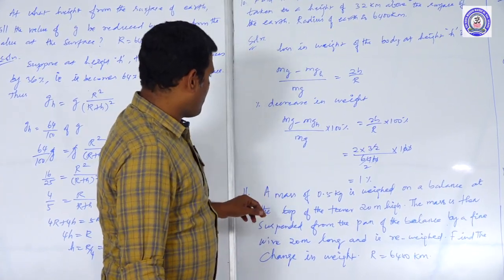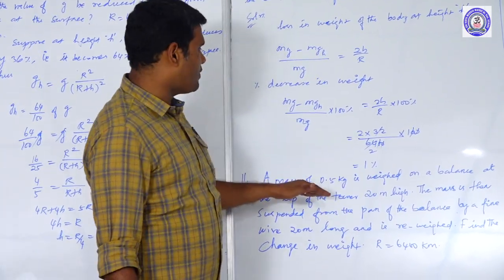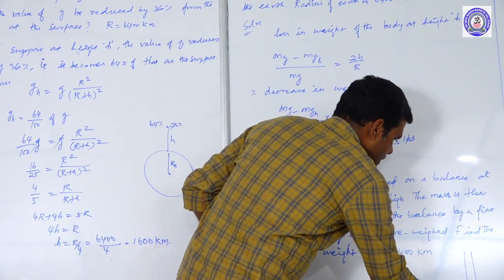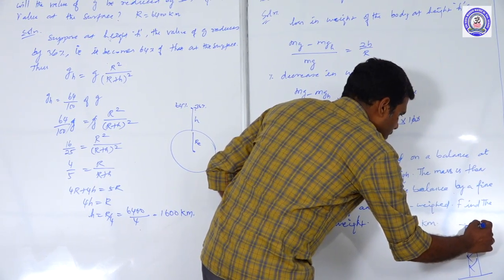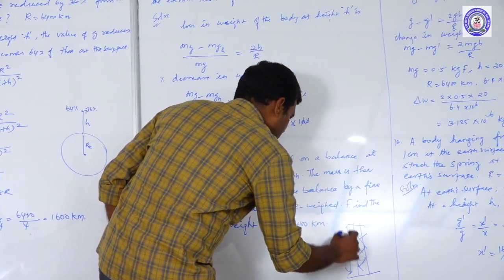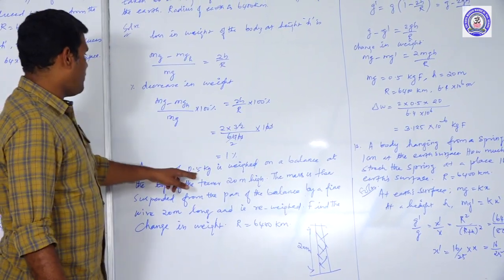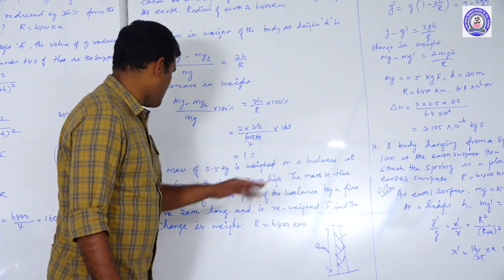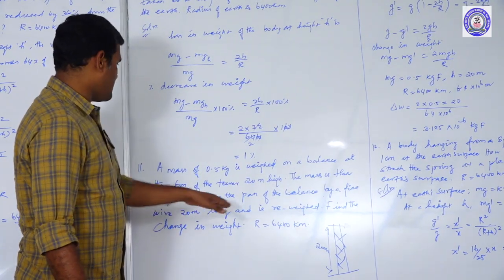Now, next one. A mass of 0.5 kg is weighed on a balance at the top of a tower 20 meter high. A tower is considered. At the top of the tower, it is at a height of 20 meter from the ground. A mass of 0.5 kg is weighed. The mass is then suspended from the pan of the balance by a fine wire 20 meter long and is reweighed. Find the change in the weight.